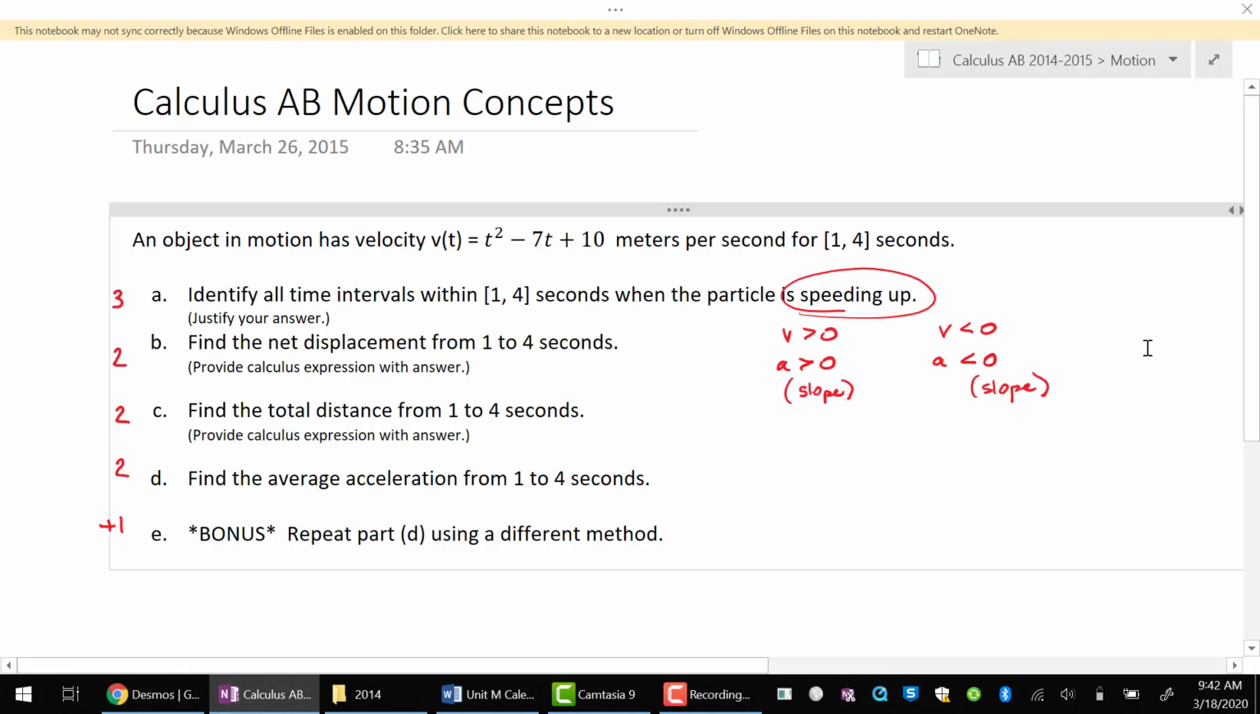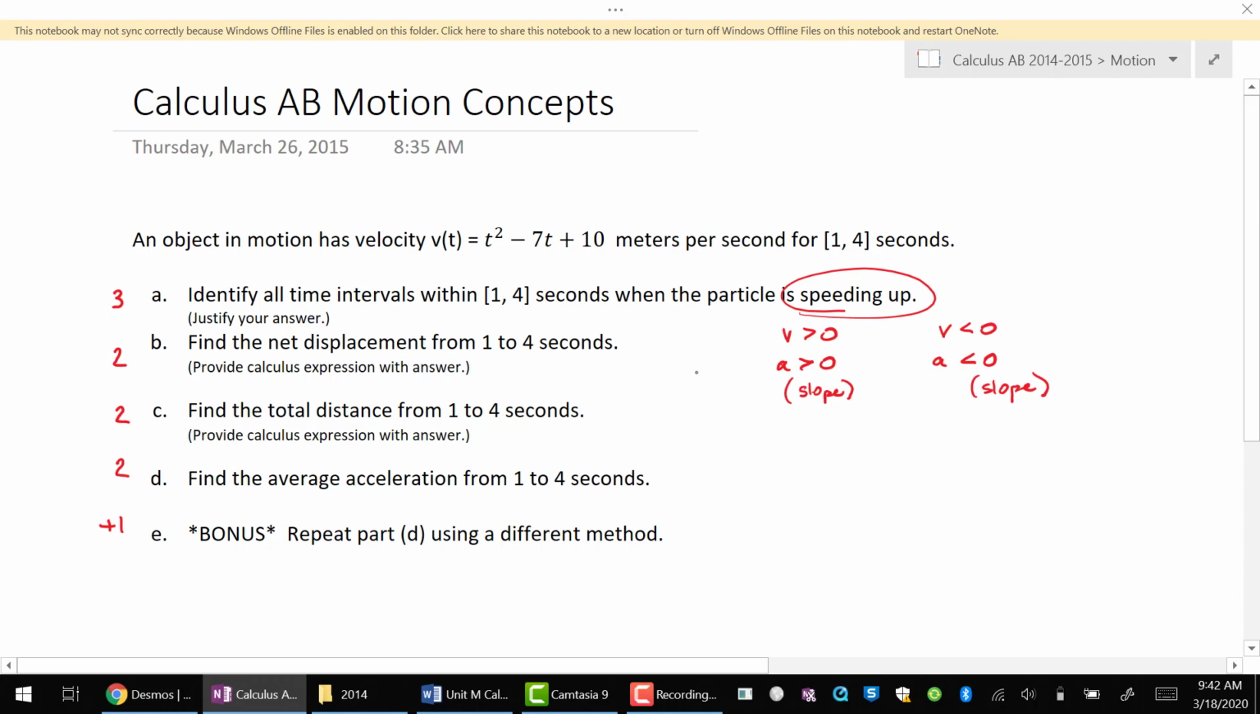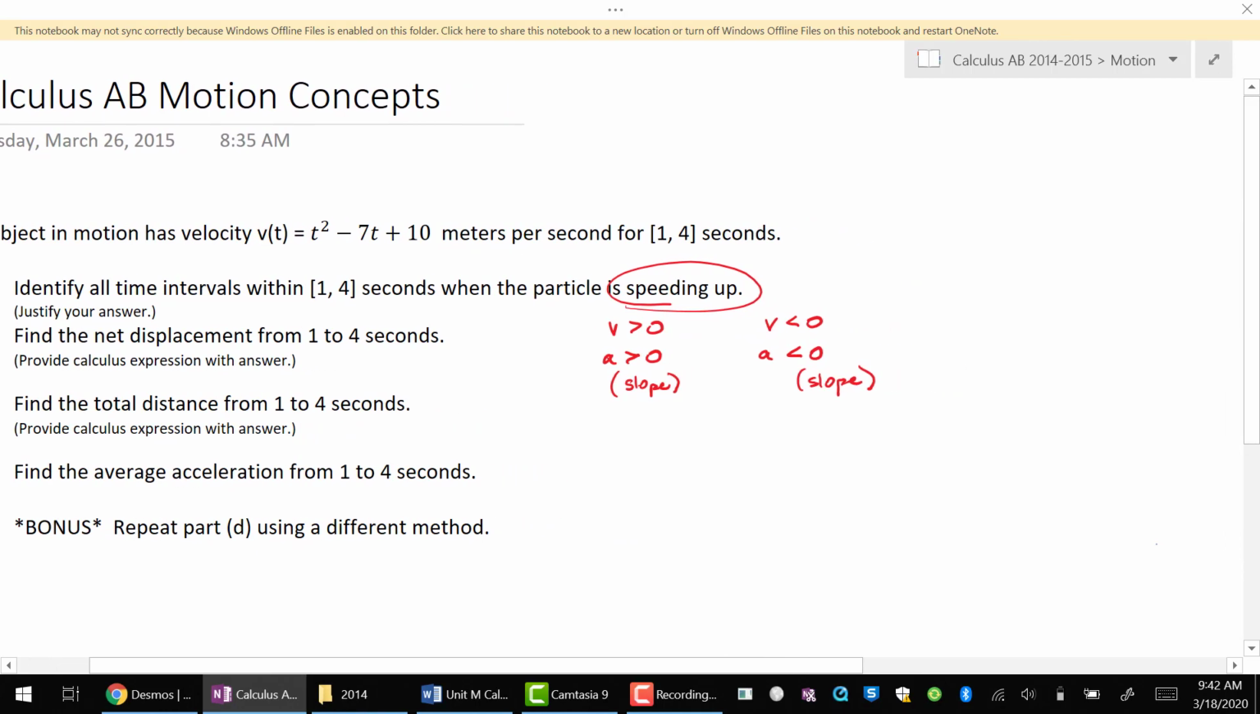So the only time interval on 1 to 4 where the particle is speeding up would simply be from 2 to 3.5 seconds.